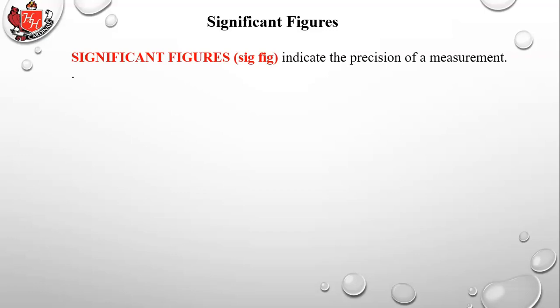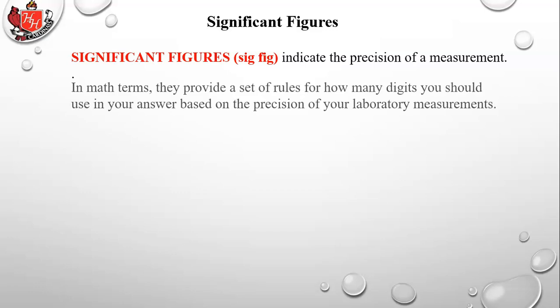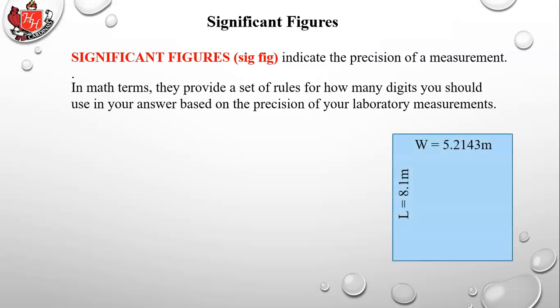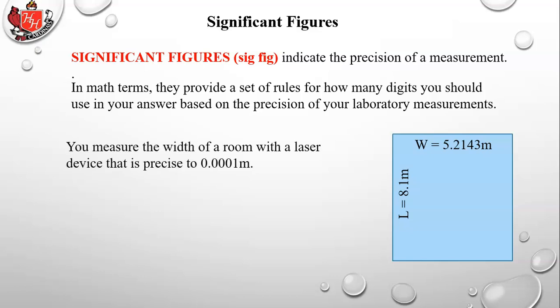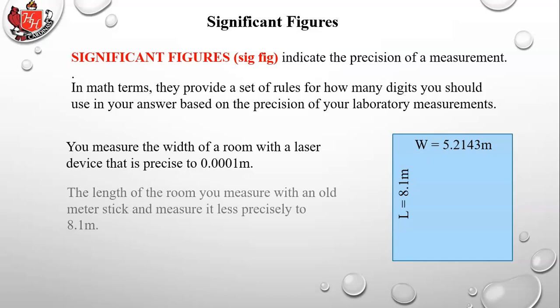Significant figures, which we simply refer to as sig figs, indicate the precision of a measurement. In math terms, they provide a set of rules for how many digits you should use in your answer based on the precision of your laboratory measurements. So here we have a room, and it has a length of 8.1 meters and a width of 5.2143 meters. You measure the width of the room with a very precise laser device that is precise to 0.0001 meters.